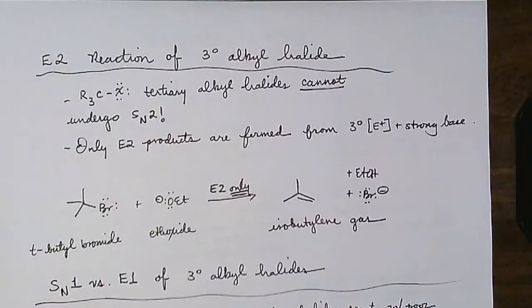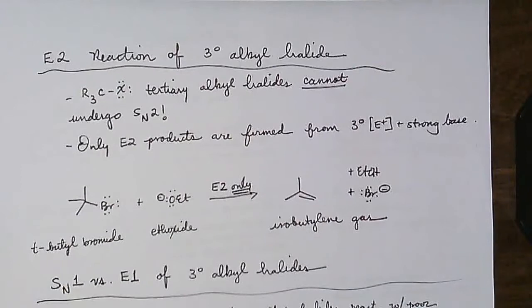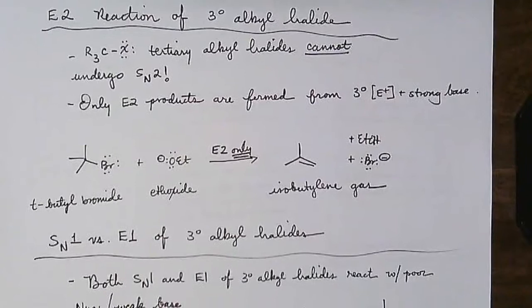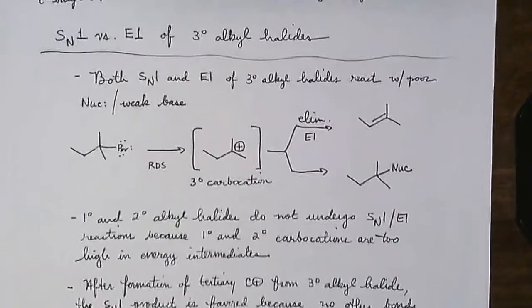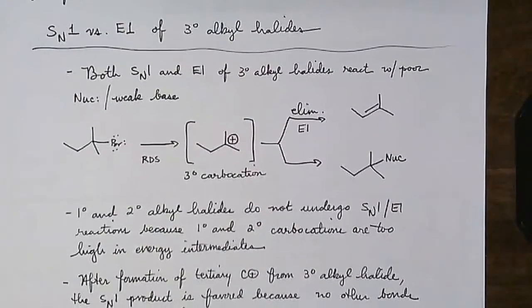Now on to tertiary alkyl halides. Tertiary alkyl halides cannot undergo SN2 reaction. They're too bulky for the nucleophile to approach the backside of the leaving group. Only E2 products are formed from tertiary alkyl halides plus a strong base. So if we examine this tertiary butyl bromide plus ethoxide, the strong base, E2 is observed and we produce isobutylene gas. Now what about SN1 versus E1 of tertiary alkyl halides?